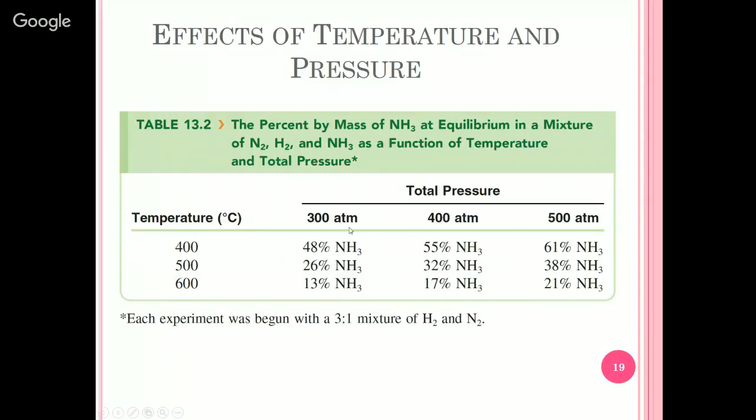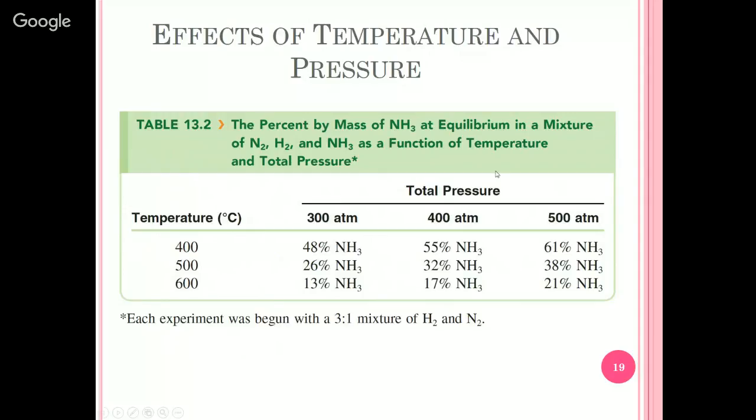Also, as I increase my pressure, I notice that I'm getting more product. This is because in the balanced equation, we have 1 mole of nitrogen plus 3 moles of hydrogen giving us 2 moles of ammonia. That means I have 4 total moles on my reactant side and 2 total moles on my product side. So under an increase in pressure, meaning I have a smaller space to be in, it's more favorable to have 2 moles of ammonia versus 4 total moles on my reactant side.